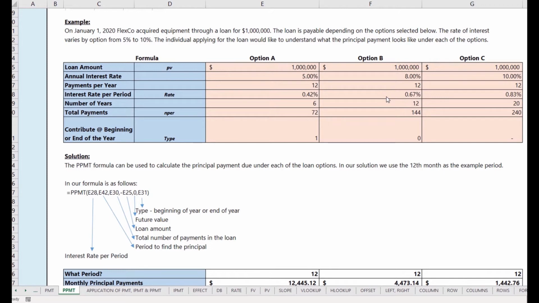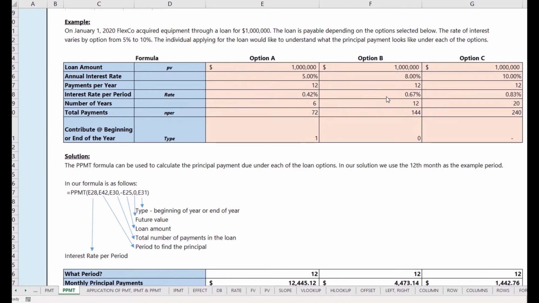Under the first loan option, option A, the loan amount is $1 million, the annual interest rate is 5%, the number of payments per year is 12, and therefore there are a total of 72 payments across 6 years. The interest rate on a monthly basis would be 0.42%, which is the 5% divided by 12. The payments are made at the end of the period, and so that's why there's a 1 in cell E31.